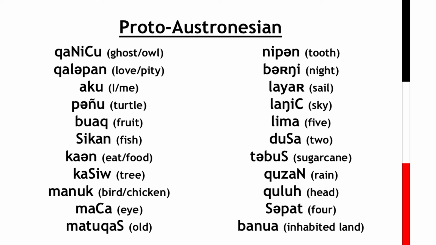Kalitsu, Kalapan, Aku, Penyu, Buak, Sikan, Kaan, Kasiw, Manuk, Matsa, Matukas, Nipen, Berni, Layar, Langit, Lima, Dusa, Tabus, Kujal, Kuluch, Sapat, Banua.